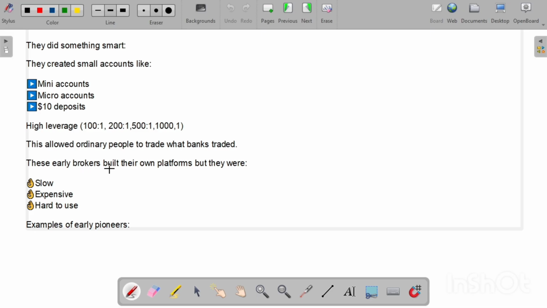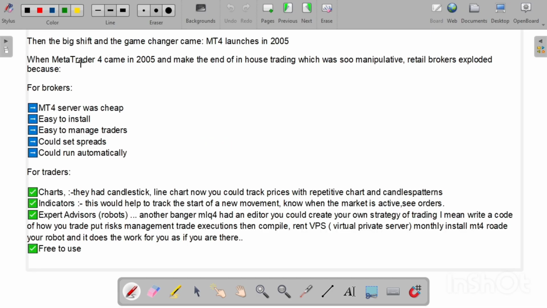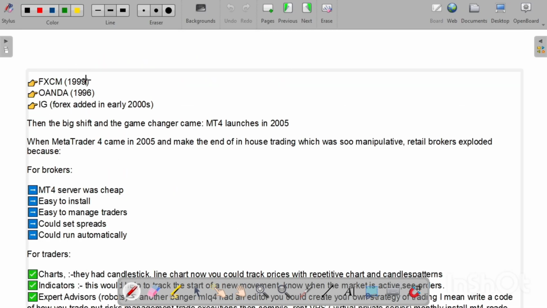So these early brokers built their own platforms, but they were slow, expensive, and hard to use. Of course, we can understand, because those were the 1990s, when the internet was just booming. They introduced a way for people to trade, but the systems were slow, expensive, and hard to use. Examples of early pioneers are FXCM, which came in 1990, Oanda, which came in 1996, and IG, which came in 2000. These are the early pioneers of the retail traders.